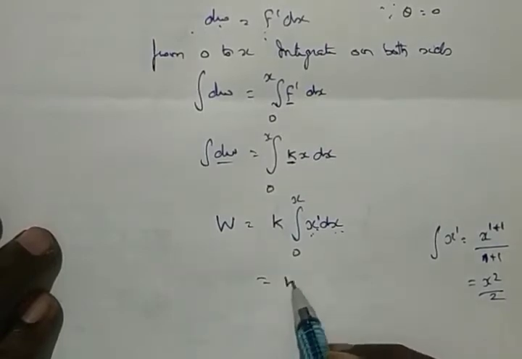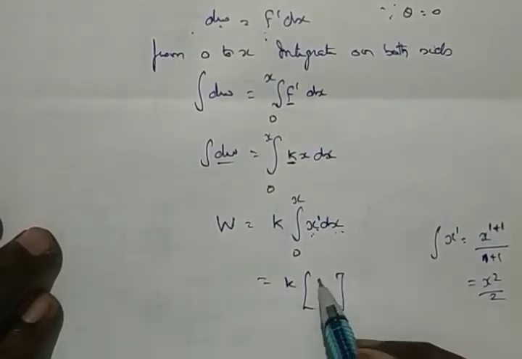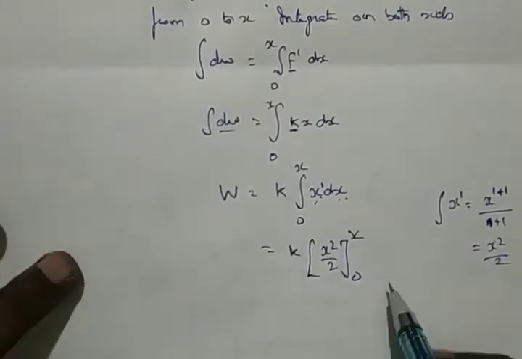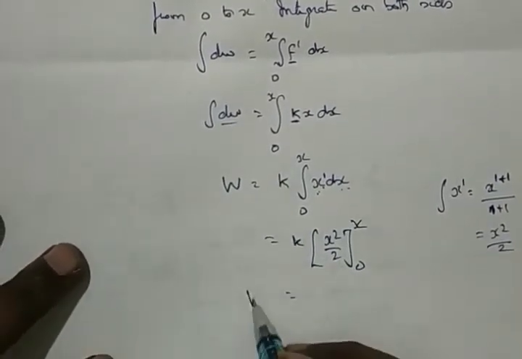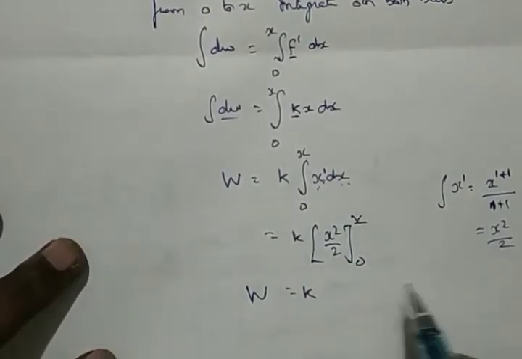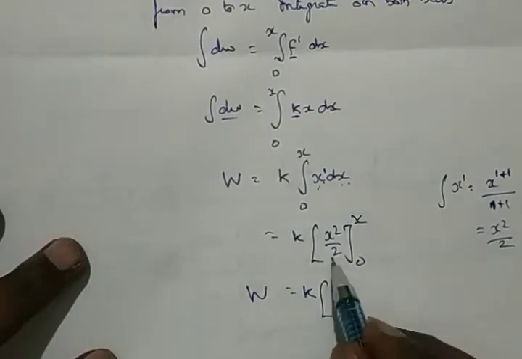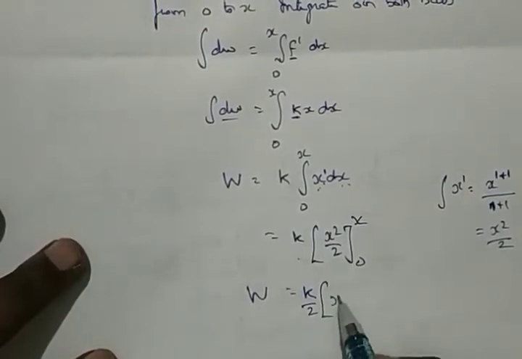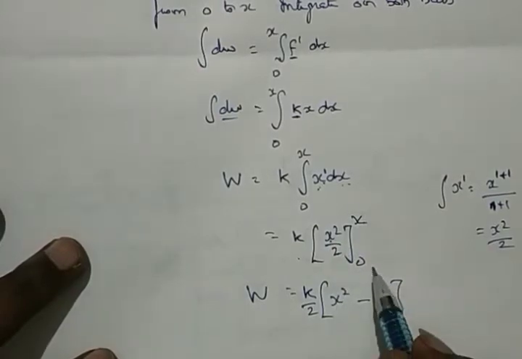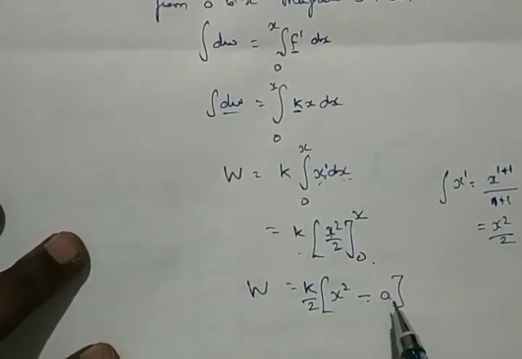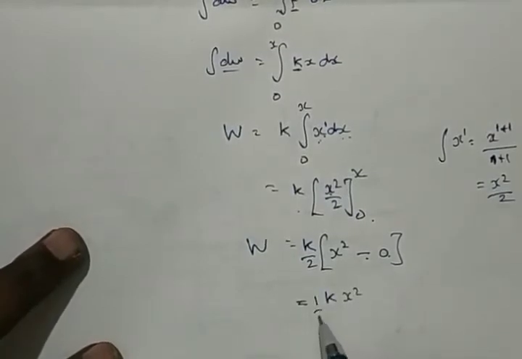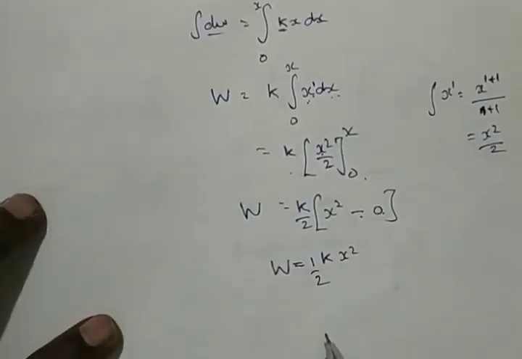So it becomes k times, you need to put this in a bracket, x square by 2, from 0 to x. That's the way we usually put it. So W is equal to, we have already learned this integration so well. I am sure that you will still remember this one. So 2 is taken outside. So it's going to be x square minus 0, because x you put one time, and then 0 you put the next time with the minus sign. So finally you get k x square, and this is half W.